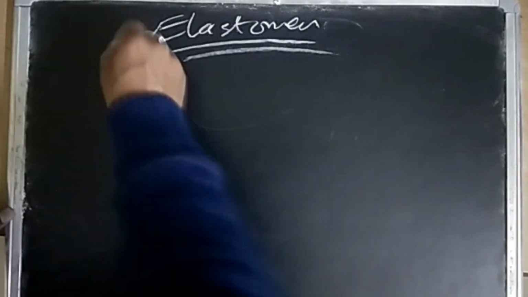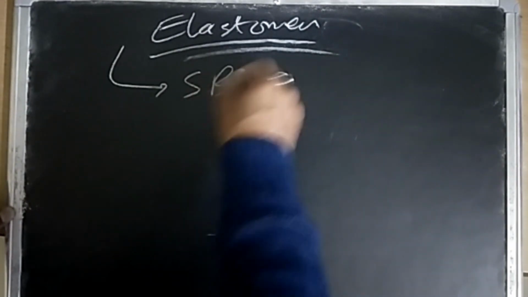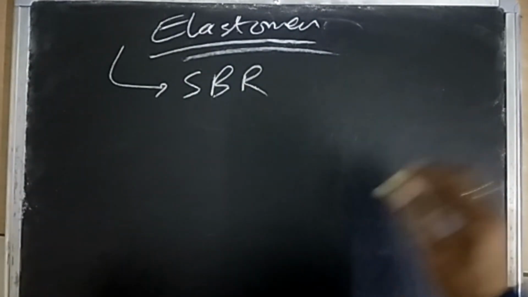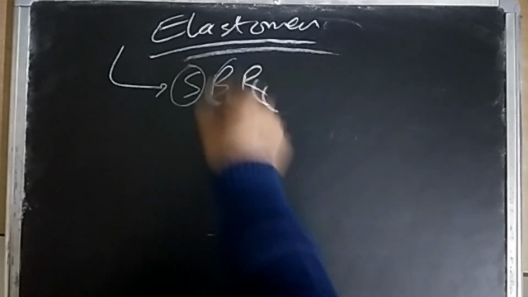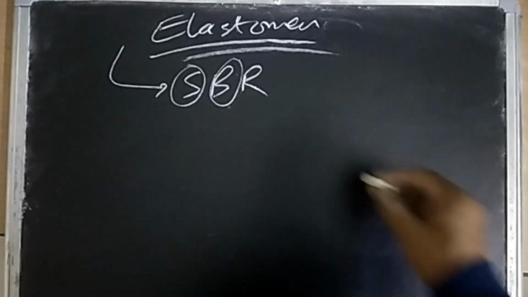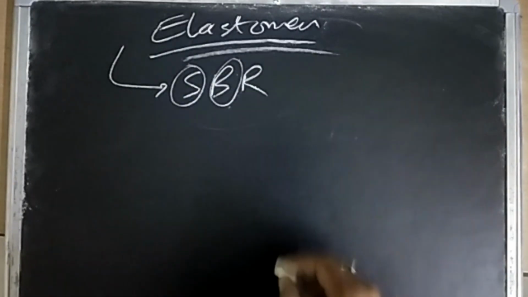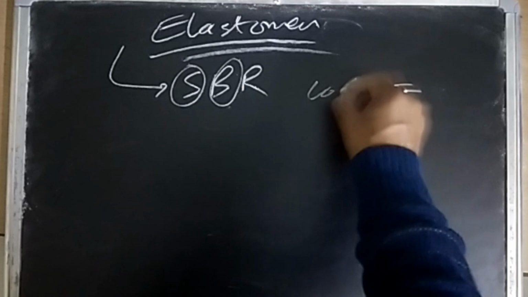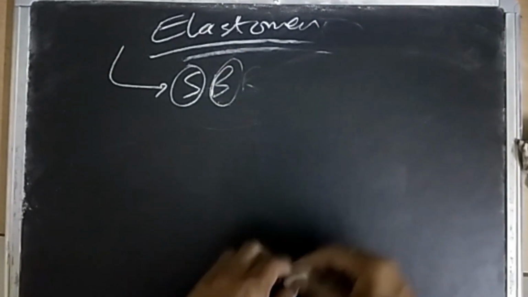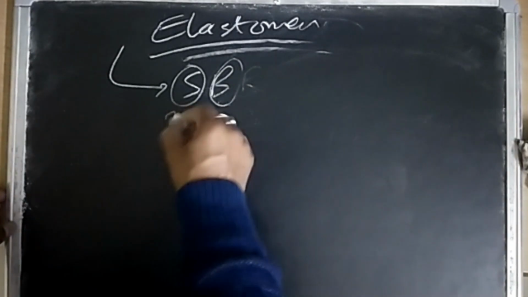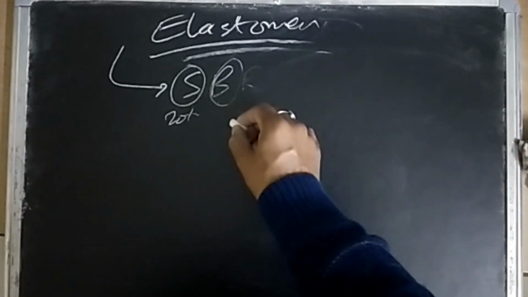For elastomers, one of the most favorite is SBR, styrene butadiene rubber. You can see it is formed by styrene and butadiene, and a rubber is formed. This is from copolymerization. Just remember that these two just add up: styrene about 20%, and the rest is butadiene.